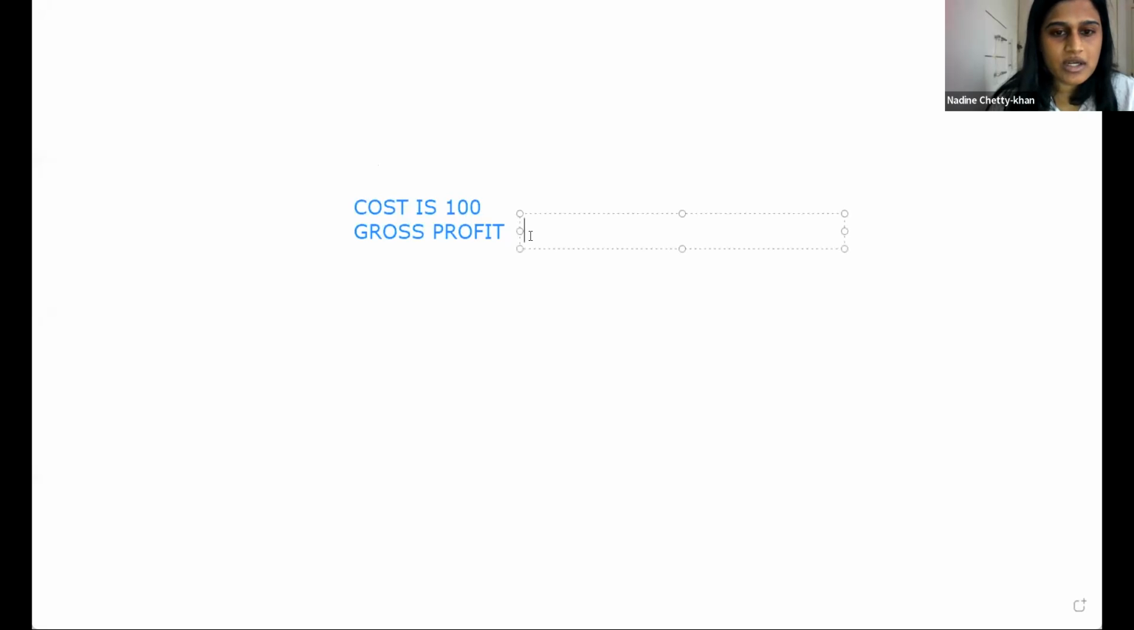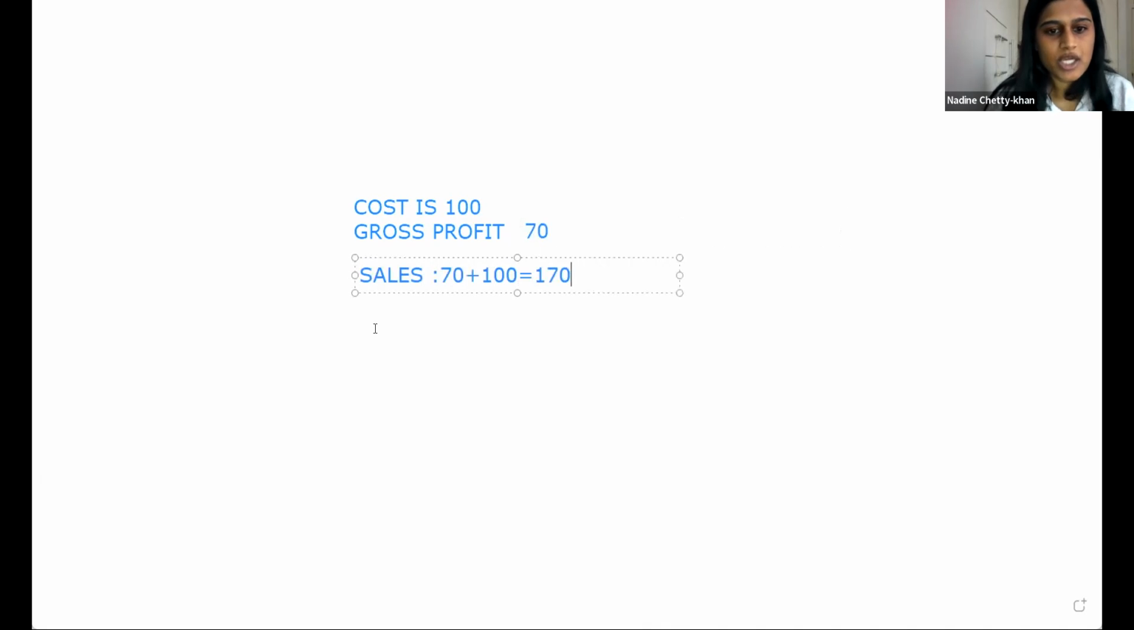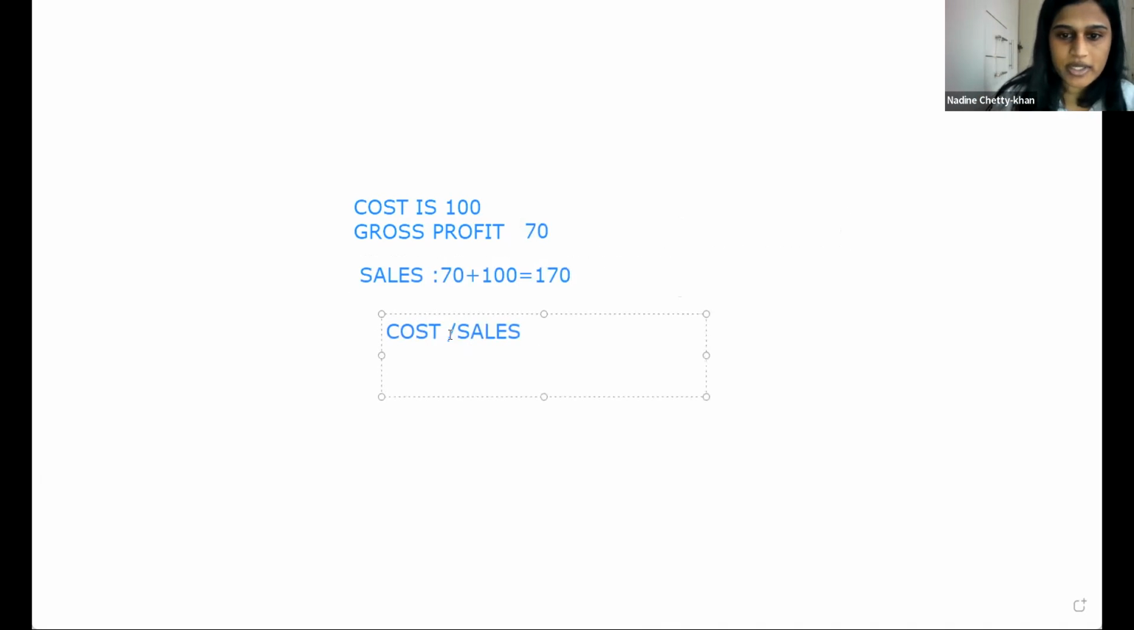So let's recall, if cost is 100, gross profit is 70. Sales, which is going to be the sum of both, 170. So if we take a ratio of cost divided by sales, based on this ratio here, it will be 100 divided by 170 equals, and let's bring it back to the numbers of the scenario.